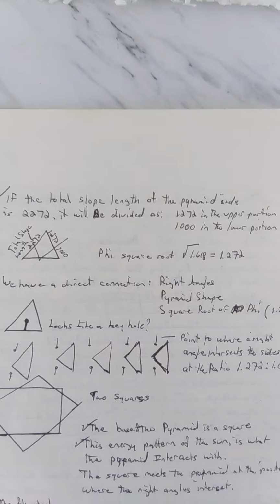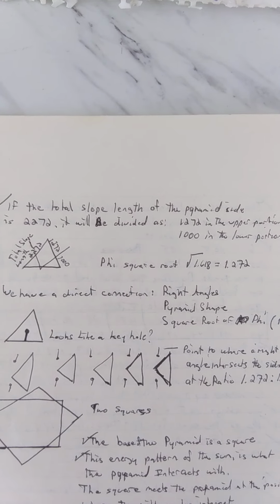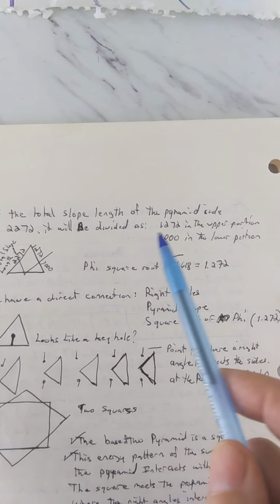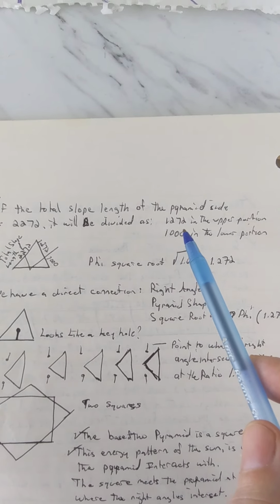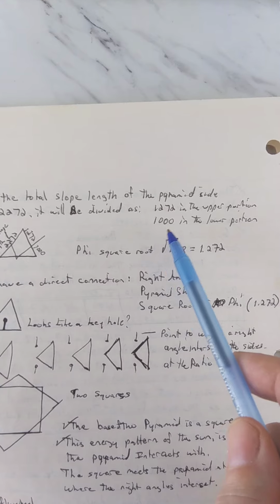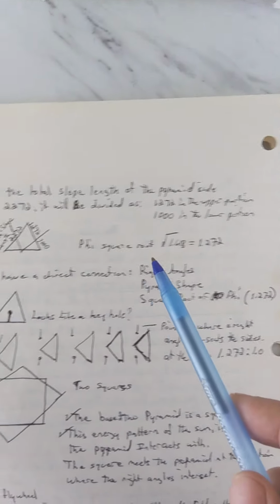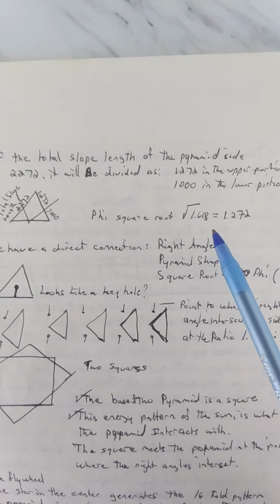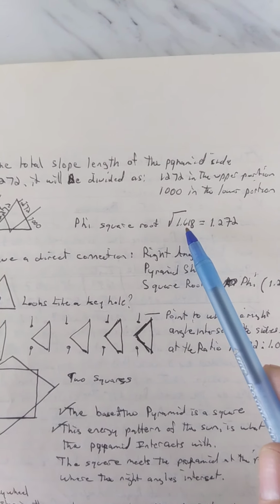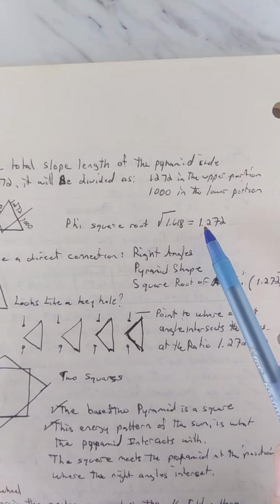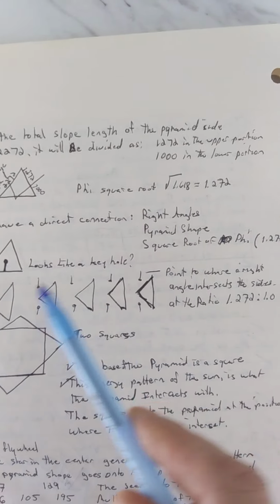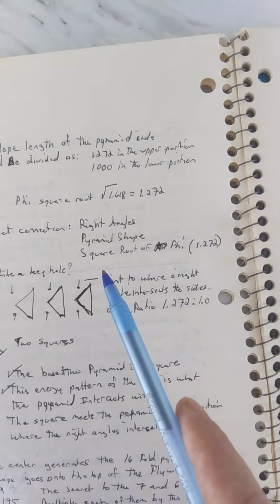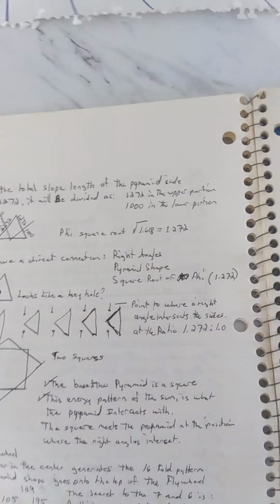So if the total slope length of the pyramid side is 2272, then it will always be divided as 1272 in the upper portion with 1000 in the lower portion. Okay, it's the square root of phi. When you take the square root of 1.618, you get 1.272. Okay, we have a direct connection between right angles, the pyramidal shape, and the square root of phi.